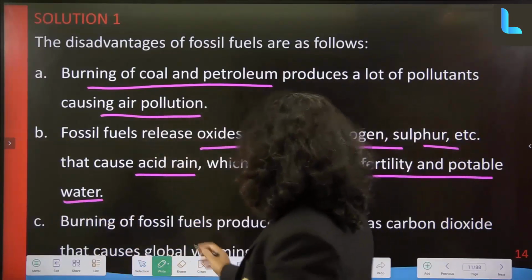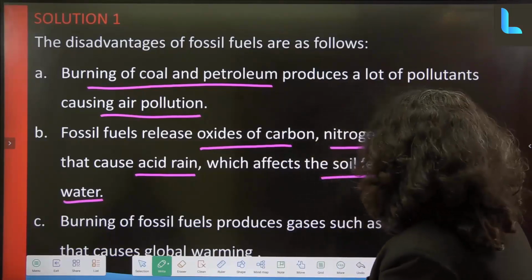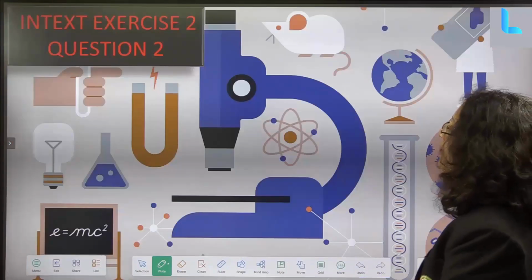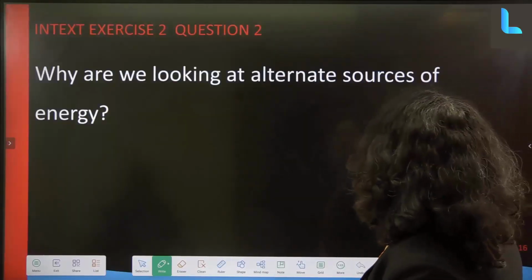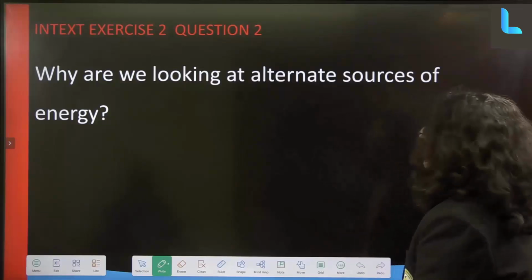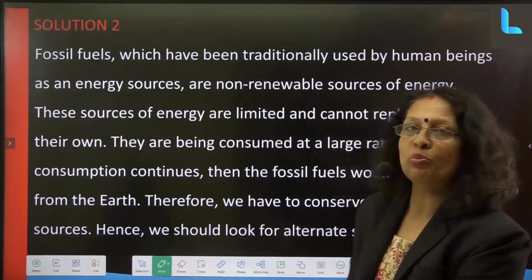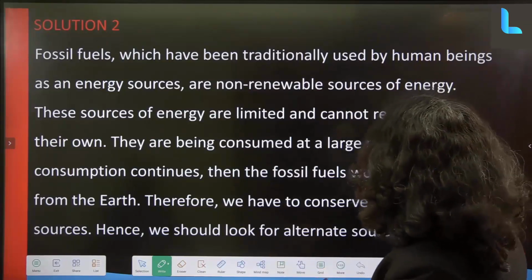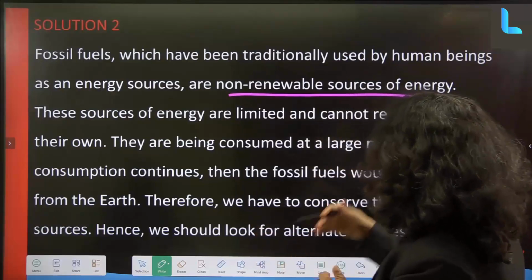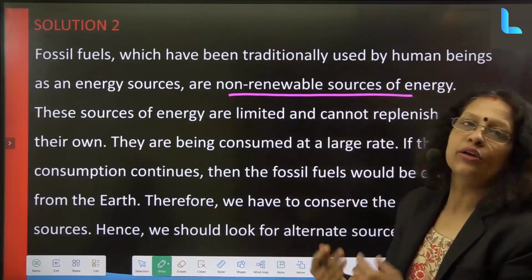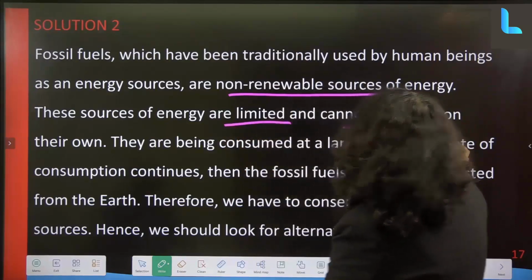Burning of fossil fuel produces gases such as carbon dioxide that cause global warming. Next we are seeing why we are looking at alternate sources of energy. Because fossil fuels, which have been traditionally used by human beings as an energy source, are non-renewable sources. These sources of energy are limited and cannot be replenished.